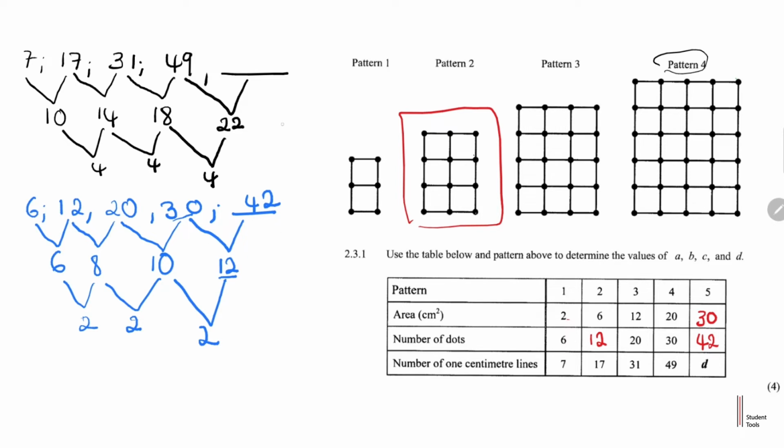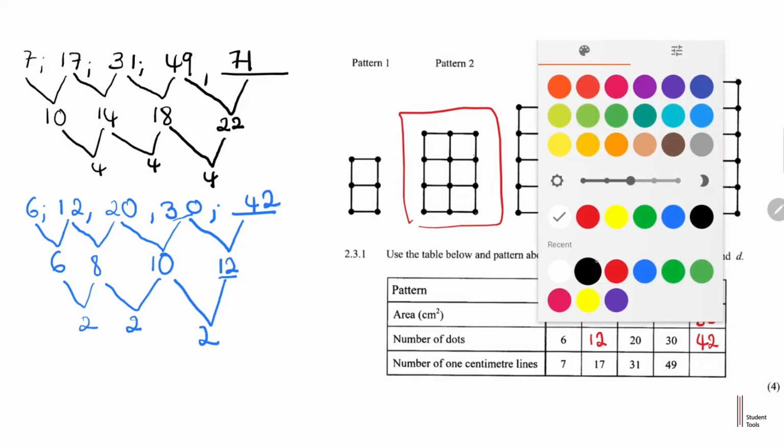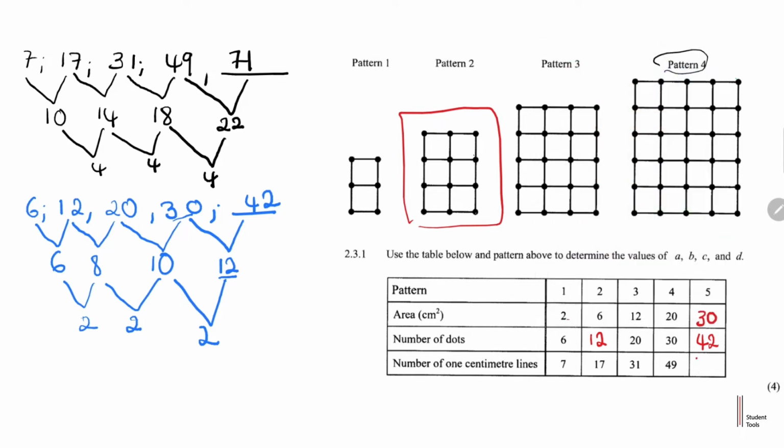So again, to find D, we would have to add 49 and 22. So what is 49 plus 22? That is 71. So D is equal to 71. Okay, let's remove this so that we can write the 71, or the value of D. The value of D is 71. And that is just how we complete this table using these sequences for each category.